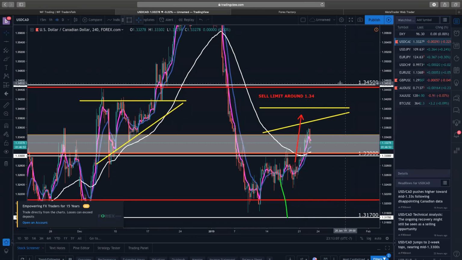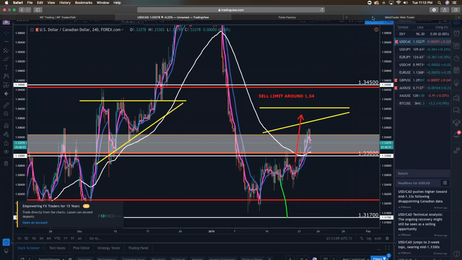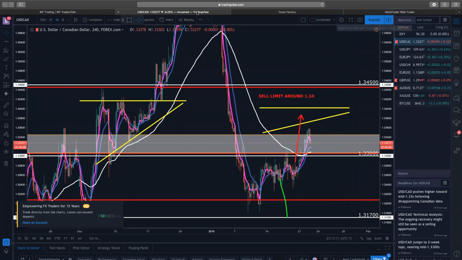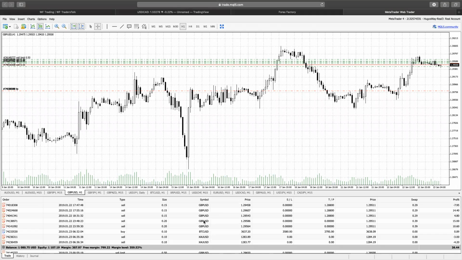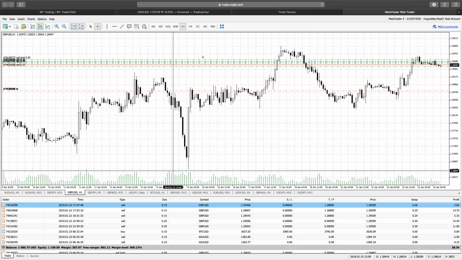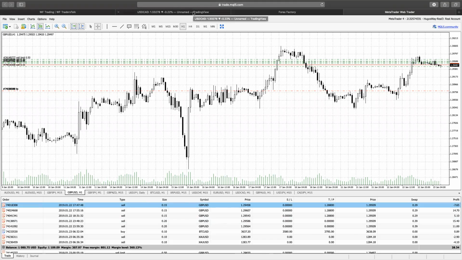pairs with USD second, we're going to be selling them, which is why right now I am in these sells. You can see GBPUSD, I'm in these sells. So that's what we got going on with that.